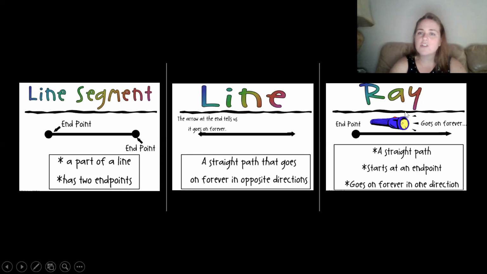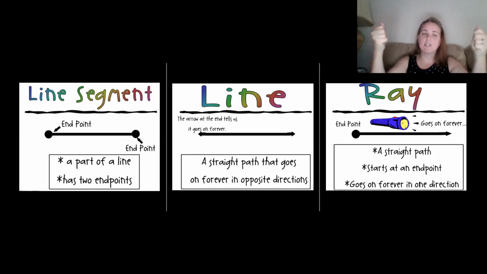Okay, so here are some more vocabulary words that we really need to know for this entire unit. The first one is a line segment. A line segment has 2 endpoints. I want you to do this with your hands so you remember what these are called. So say this with me: a line segment has 2 endpoints. So it has a beginning and it has an end.